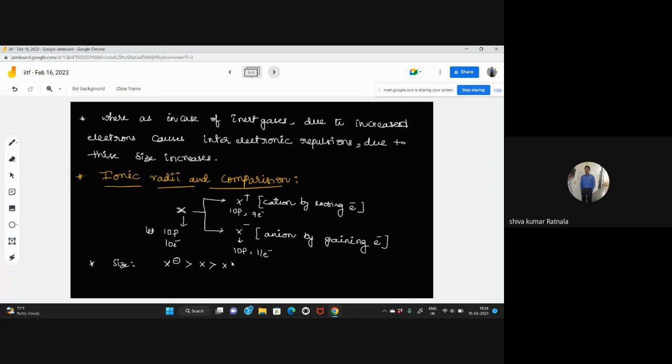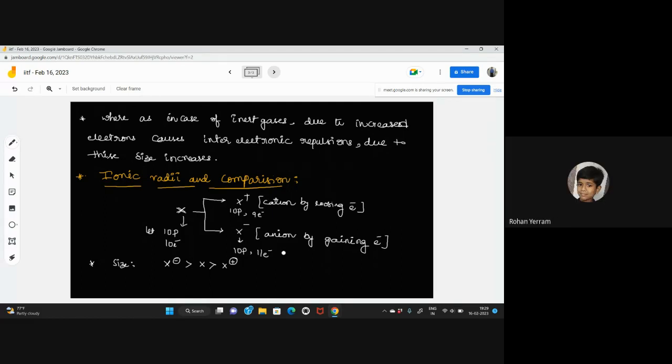then X plus. Sir, if electrons add, the atomic size will decrease, sir? If new electrons are added, the atomic size will decrease? No, it will increase. By adding of electrons, what does it form? It will form an anion, right? And in an anion, the size will increase. How does an anion form? By adding of electrons. That only, no?